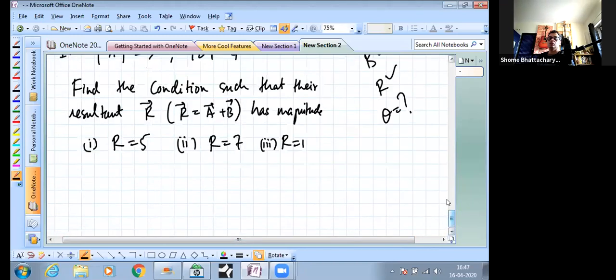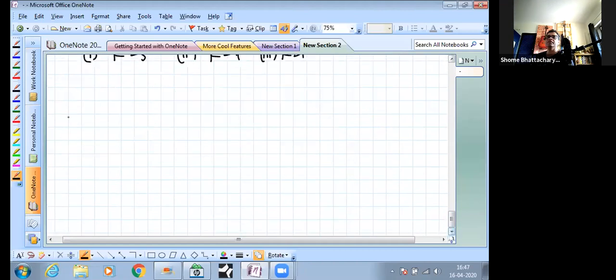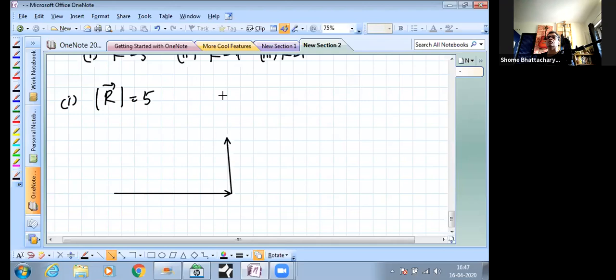So coming back to this, guys, what we can see here is that in the first case, if I go for a geometrical solution, the resultant is equal to 5 in magnitude, whereas A and B were 3 and 4. You realize the only way that is possible is if A and B are like this. They are perpendicular to each other.